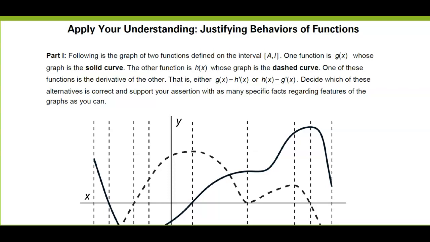So our goal is to find out if h prime of x is the derivative of g, or if g prime of x is the derivative of h. So we're going to decide which of these alternatives is correct and support our answer by describing the intervals of increase and decrease, by describing the horizontal tangents, etc.